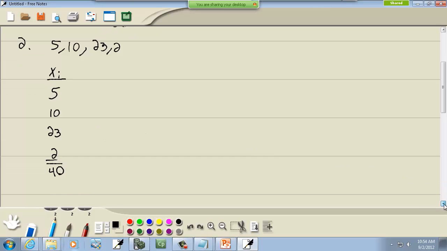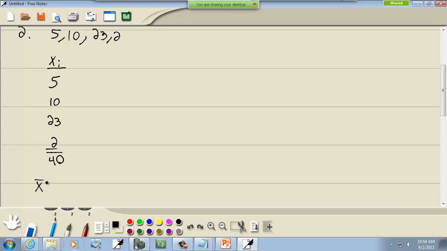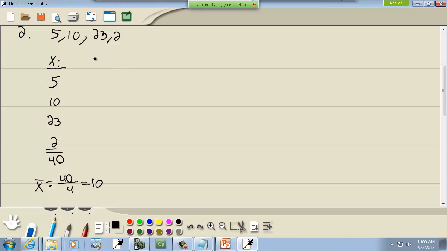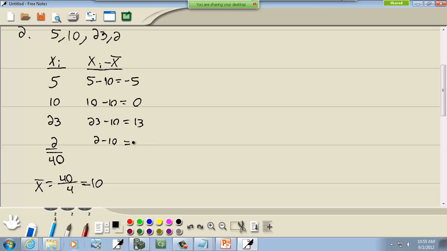Okay, I need to scroll down a little bit for more space. Okay, so our x bar, we're going to take our 40, and we've got 4 data values, so we'll divide by 4. So that gives us 10. That's our sample mean. Now from the formula here, it says x sub i minus x bar. So we need a column for x sub i minus x bar. We're going to take each of these x values and subtract the x bar. So 5 minus 10 will give us negative 5. And we've got 10 minus 10, which gives us 0. 23 minus 10, which is 13, and 2 minus 10, which gives us negative 8.